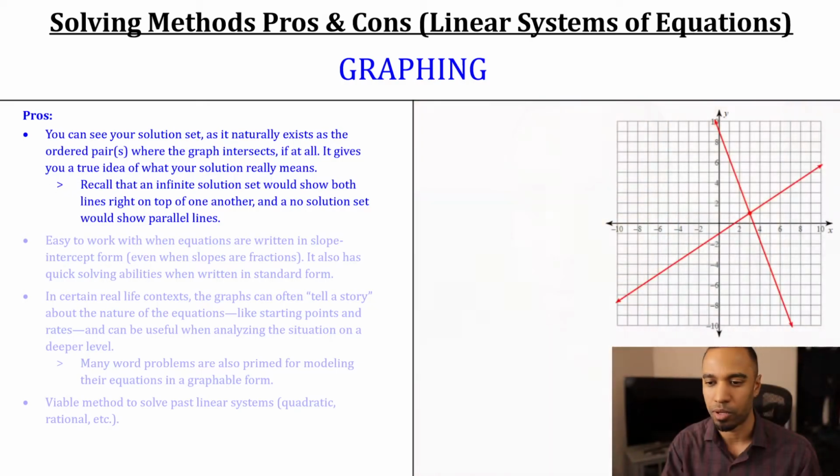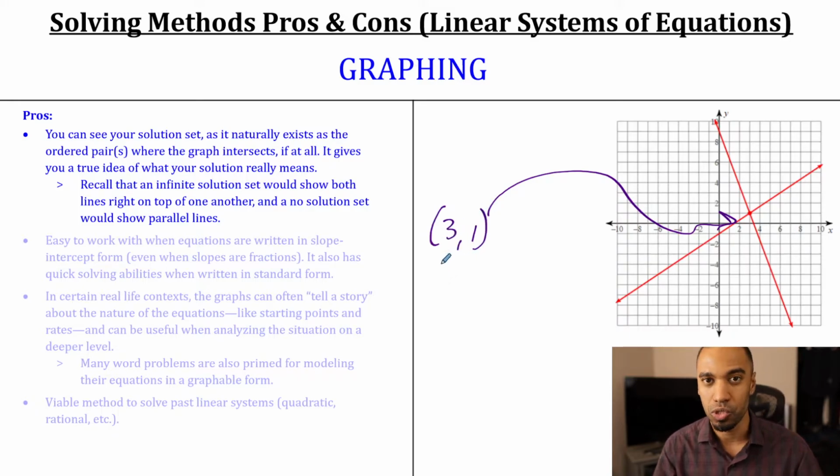Alright, what the heck do I mean when I say that? Look at this example right here. Now, I'm not giving you the equations of the system, but I'm giving you the lines where they intersect. If I graph 2 lines, this is where they intersect, at (3, 1). And that (3, 1) is something I can use to make sense of what my solution is telling me. It's telling me that's where those 2 lines intersect.